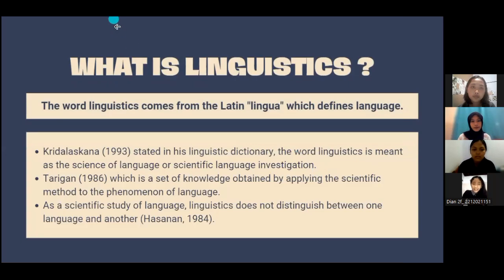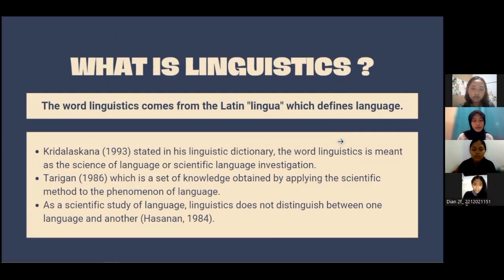Okay, hello guys, I will start this presentation. What is linguistics? The word linguistics comes from the Latin word lingua, and lingua means language. In this presentation, we have some statements from the experts about what linguistics is. So, let's continue with their statements.